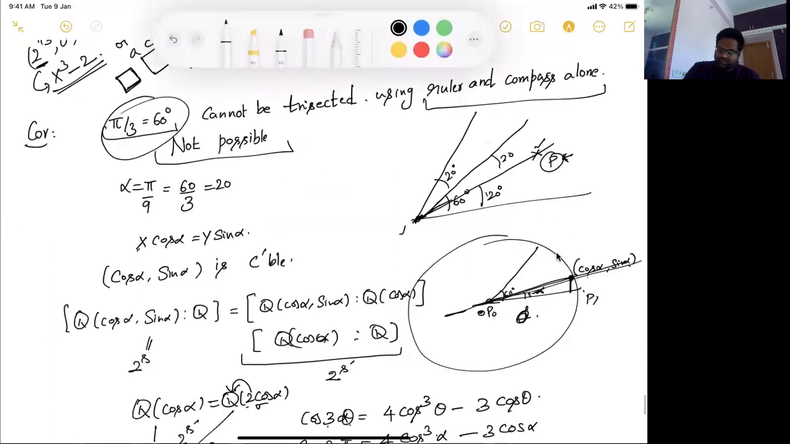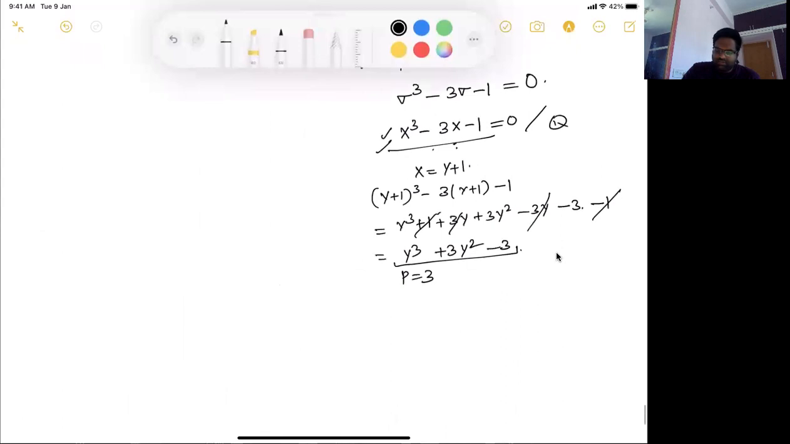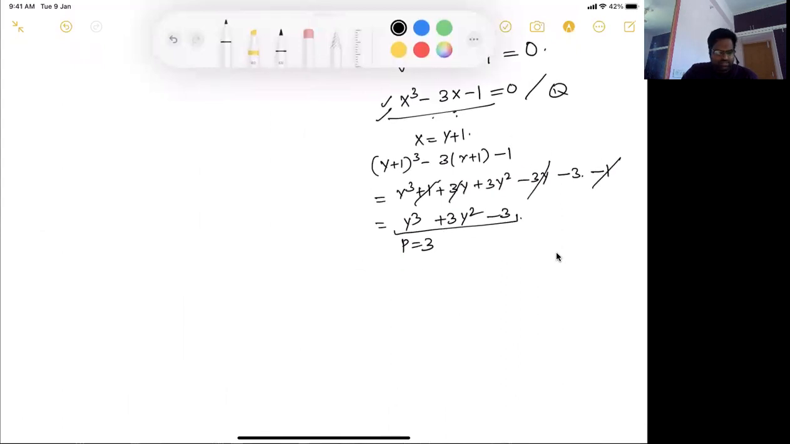So just by using the notion of degree, we are able to decide the impossibility of doing some constructions. In the next class, we will proceed with the general theory of splitting fields.